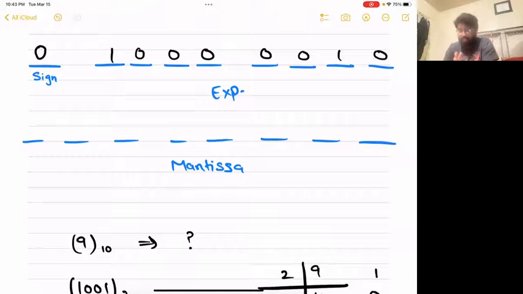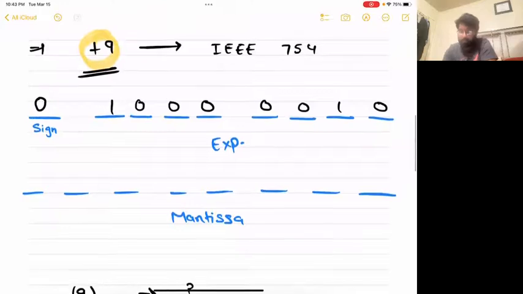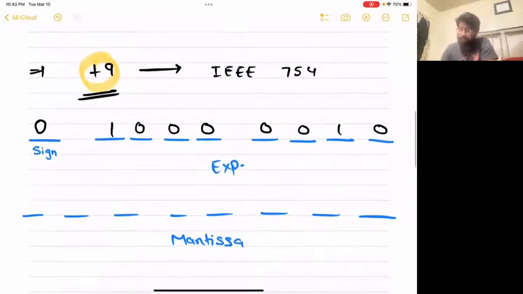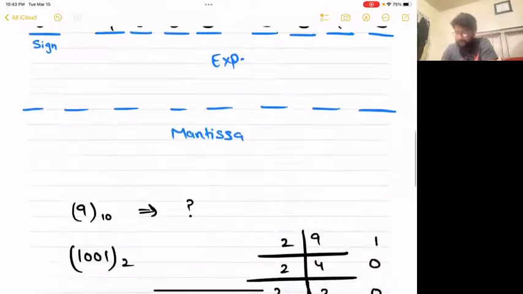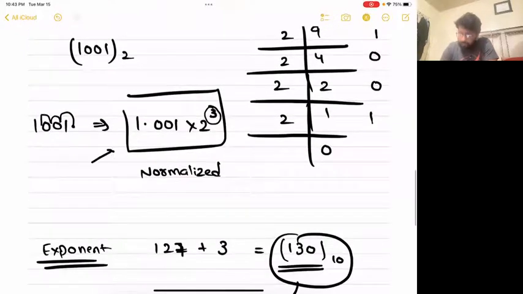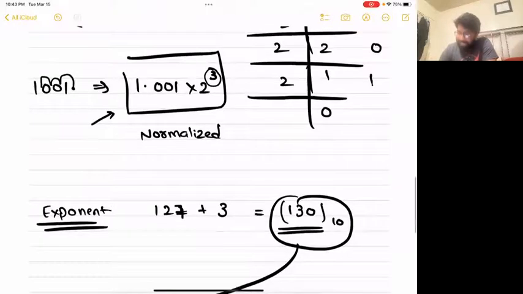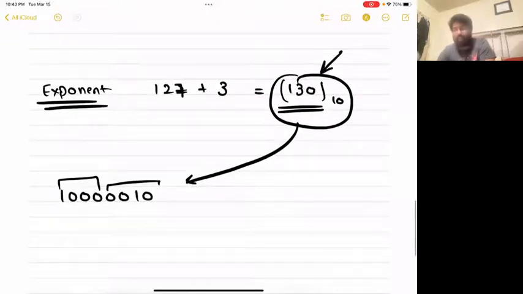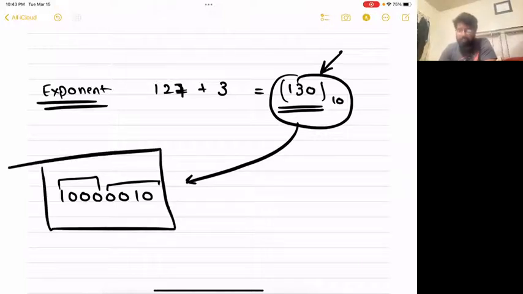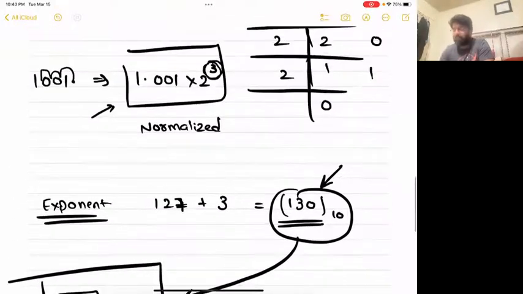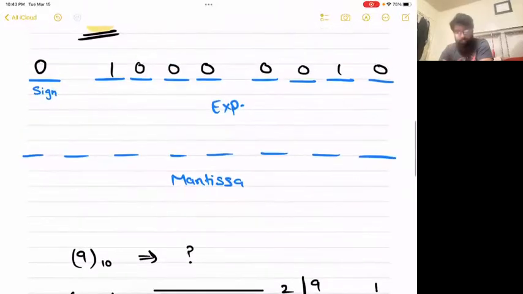Besides the fact that we add, okay, let me summarize what we did until now. We find the sign bit by just looking at the number. If it's positive, we're going to put 0, all right? To find the exponent, we have to normalize this 9 in binary. We did that. This is our normalized 9. Then we're going to add this 2 to the power of whatever that is to 127. Whatever that number is, we're going to convert that into binary, and that will give us the 8 exponent bits for our number, which is this.